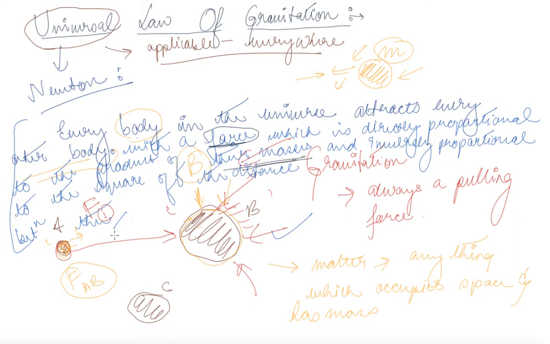The product of their masses, that is, if this is small m and this is capital M, the force is directly proportional to the product of their masses, small m into capital M, and inversely proportional to the square of the distance. Say suppose this object A and this object B have a distance of R.